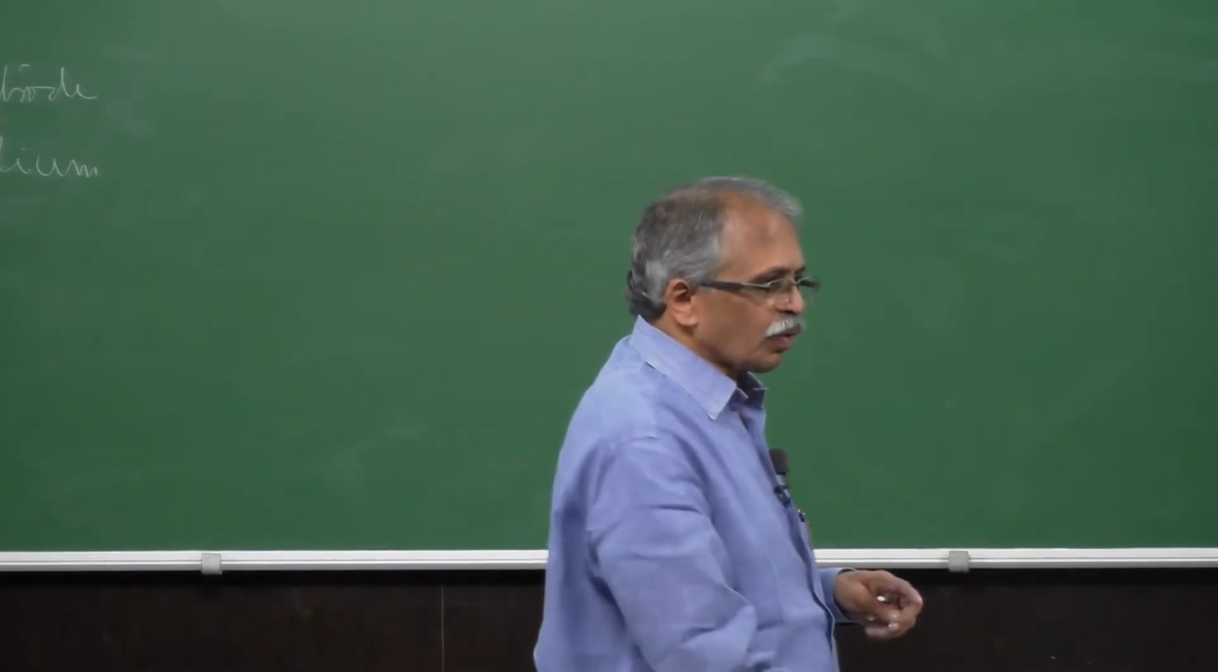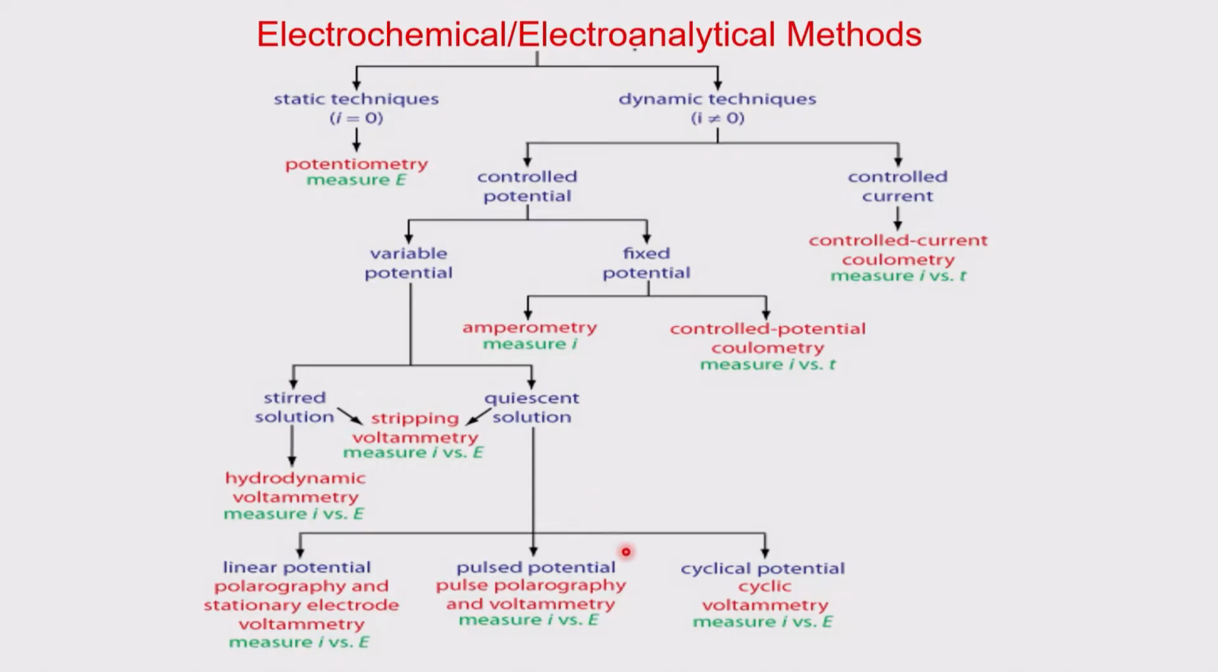The other things are somewhat simpler, so I am not bringing them into this particular lecture or the next one at all. I hope you understand. You don't need to remember every aspect of this. All that you need to know is that the techniques are of the stirring and without stirring kind, and they can be with controlled potential or controlled current. Under controlled potential you can have a variable or a fixed potential. Under the variable you have a solution being stirred and a solution not being stirred, and these give the techniques of this.